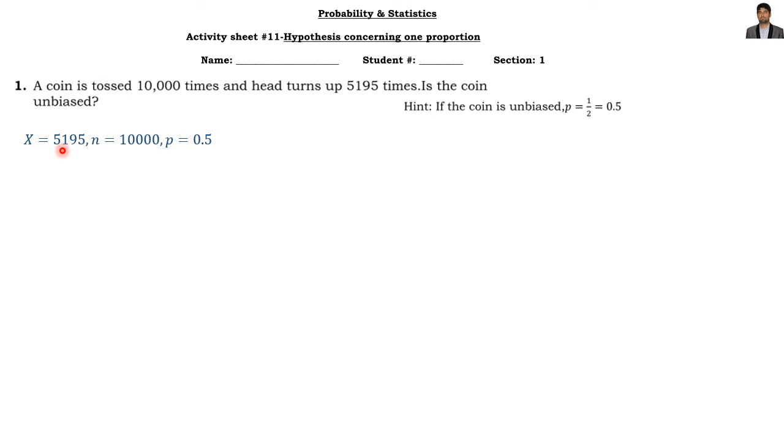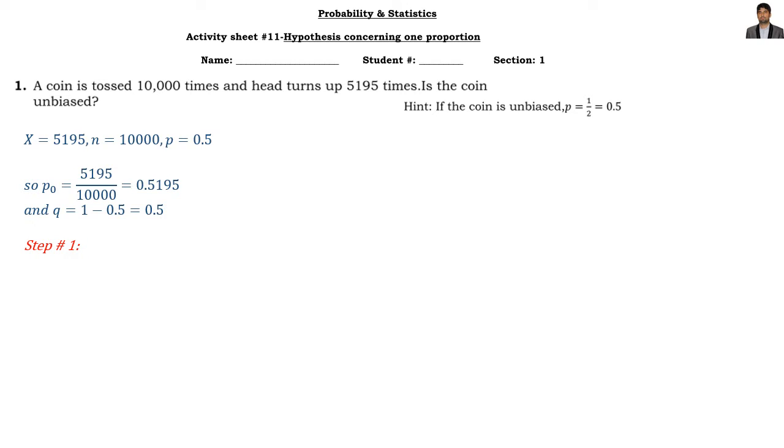Here we have x as 5,195 and n is equal to 10,000, p is equal to 0.5. Probability of getting a head in a coin is 0.5. So P0 is equal to 5195 over 10,000 and we'll get 0.5195. And Q is equal to 1 minus 0.5 is equal to 0.5.